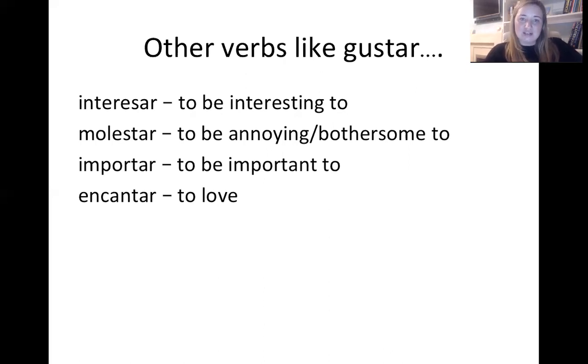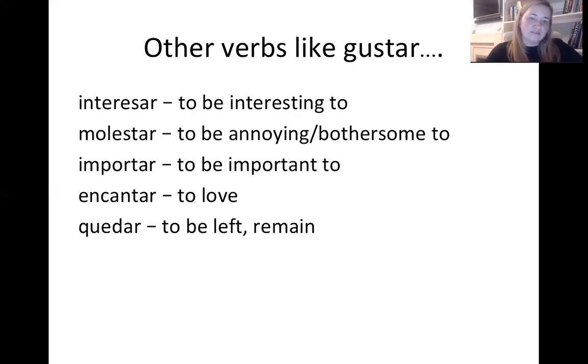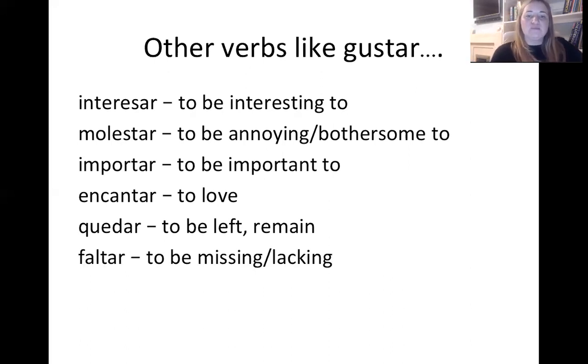So, interesar, to be interesting to somebody. Molestar, to be annoying or bothersome to somebody. Importar, to be important to somebody. Encantar, to love. Quedar, to remain or to be left. So is there any cake left? Is there any wine left? And faltar, to be missing or to lack or to be lacking in something. So these are some quite nice verbs that expand your vocabulary, and if you can use them accurately, it's just really nice to be able to use them.